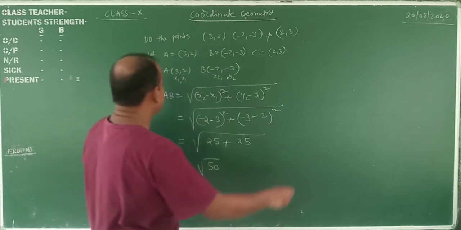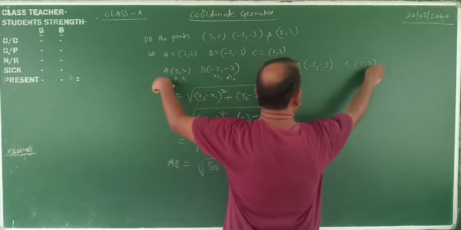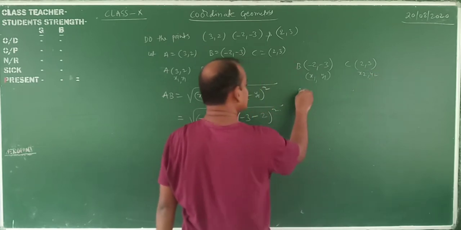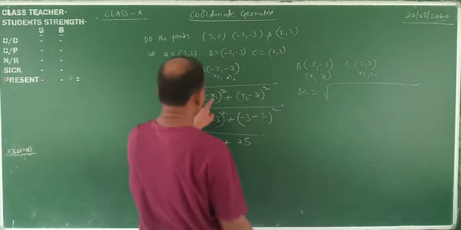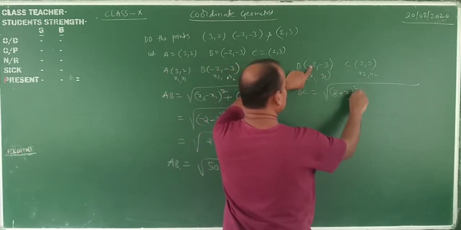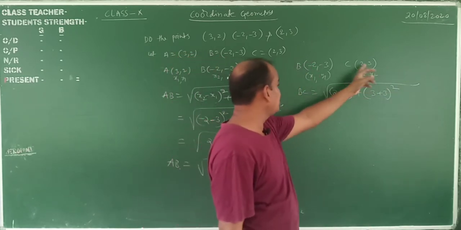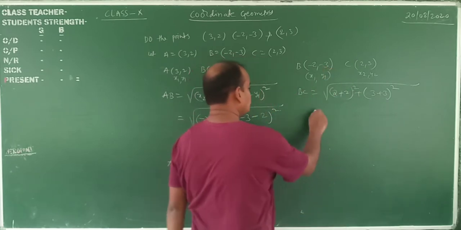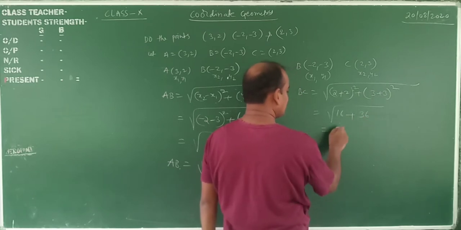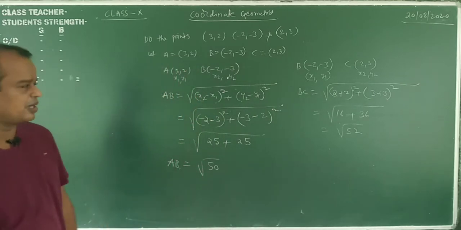Next, find BC. B is (-2, -3) and C is (2, 3). The same formula applies: this is x1, y1 and this is x2, y2. Now BC: x2 minus x1 is 2 minus (-2), so plus 2, whole square, which is 4 squared, 16. y2 minus y1 is 3 minus (-3), so 3 plus 3 is 6, and 6 squared is 36. That equals root 52, which is also 7 point something, approximately 7.2 or 7.3.